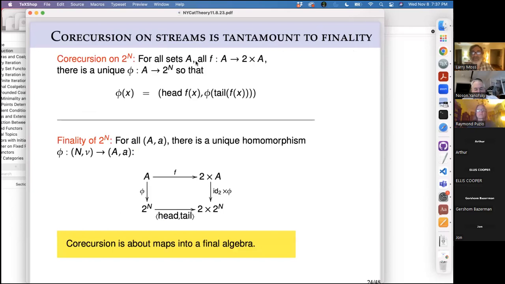And I don't think I want to go through this, but you would figure out what co-recursion is by writing down the square and seeing what co-recursion is going to have to be in this case. But this is a little bit off the topic, and so I think I will skip the discussion of co-recursion.